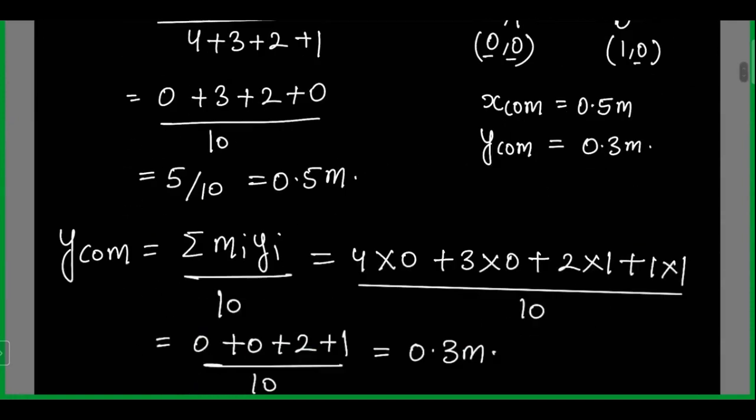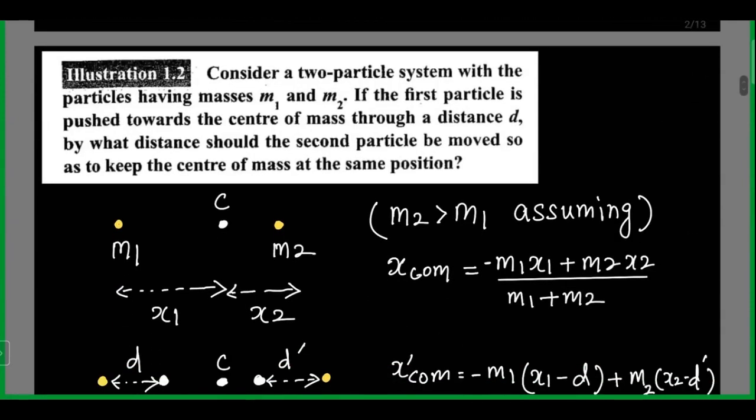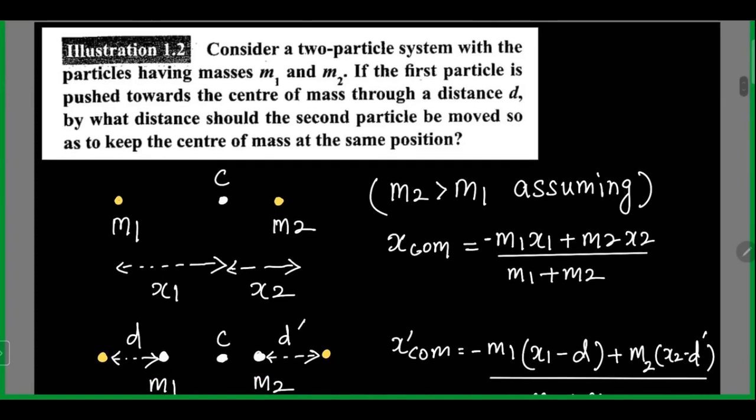Okay. Next, let's do one more question. Consider a two particle system. There are two particles, mass m1 and mass m2. We are assuming that mass m2 is bigger than m1, just to give you a physical picture. However, what assumption I make does not matter. If m2 is greater than m1, then the center of mass will be close to m1. Oh, sorry, m2. The center of mass is close to the heavier body, which means the center of mass will be close to m2 if I am assuming that m2 is greater than m1.